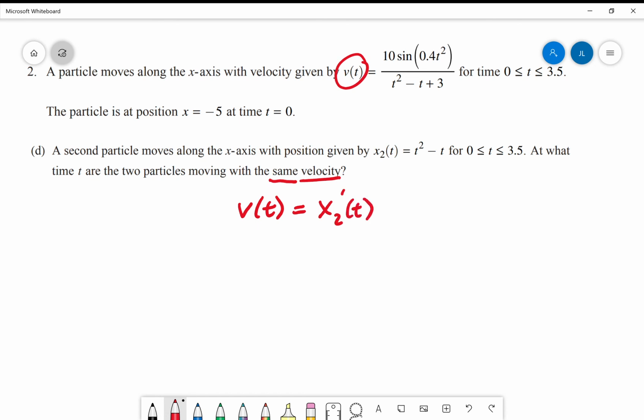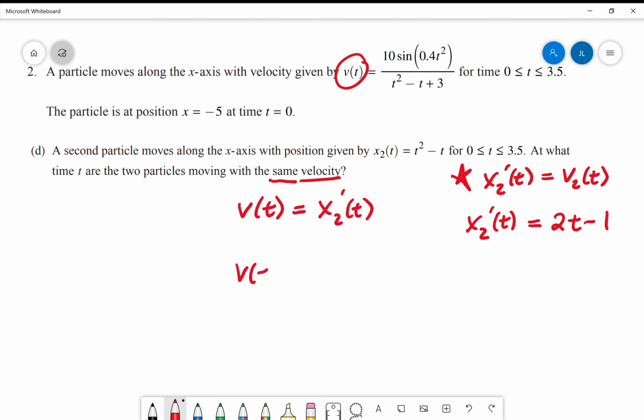And on the side, make a note to the reader and to yourself that you understand the relationship between position and velocity. When we differentiate the position of particle 2, we get the velocity of particle 2. Now, the derivative of x sub 2, that is going to be 2t minus 1. So we want to set the original velocity of particle 1 equal to the velocity of particle 2, which is 2t minus 1. This equation is easily solved on the calculator by using equation solver.